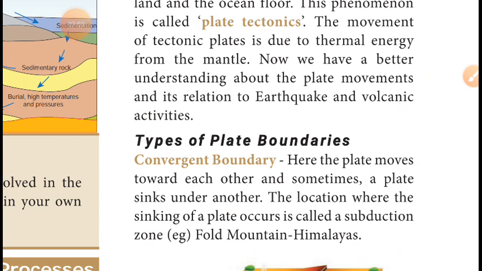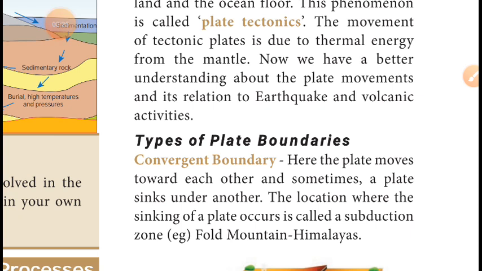The location where the sinking of the plate occurs. Two plates move toward each other, and one plate sinks under the other. The particular area or location where the plate sinks is called a subduction zone. Example for the convergent boundary: Fold Mountain, Himalaya.